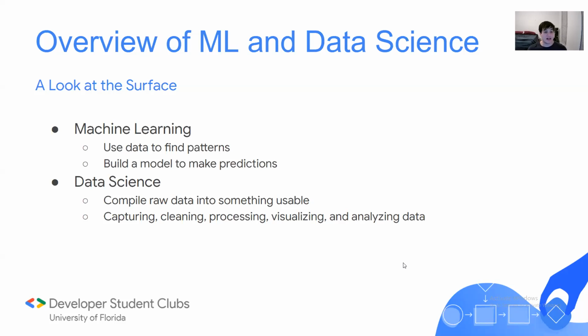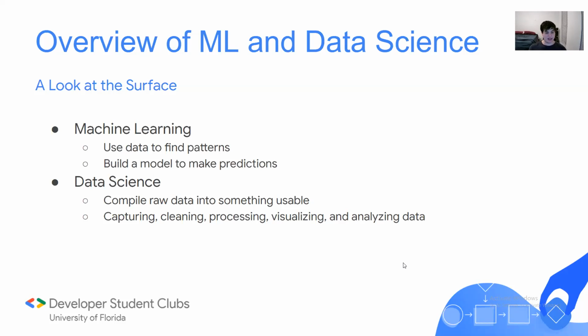Now, data science kind of engulfs machine learning. It's a more broad term. I'd say it's compiling raw data into something usable. It's composed of capturing data, making sure that you're capturing it well so there's not that much noise. Like if you're trying to get someone's age, make sure they can't put in letters, make sure they can't put in negative numbers, make sure there's no typos.